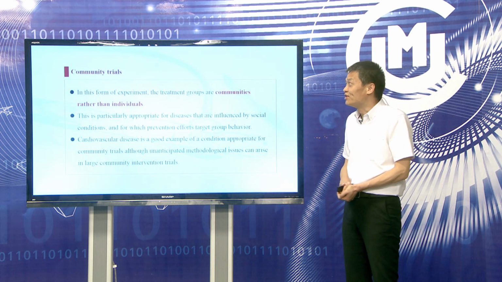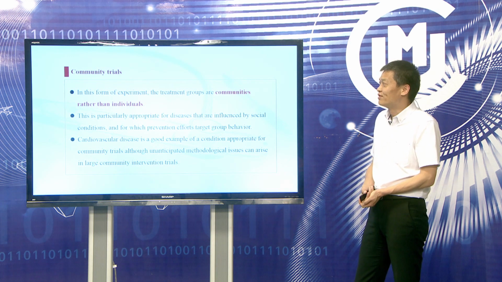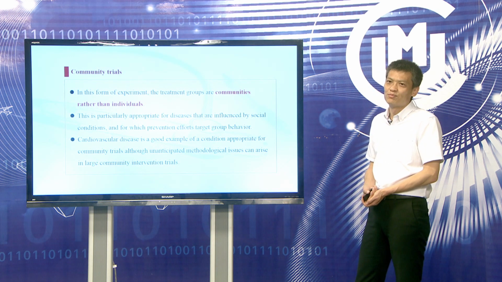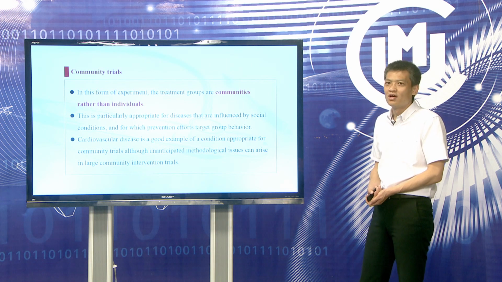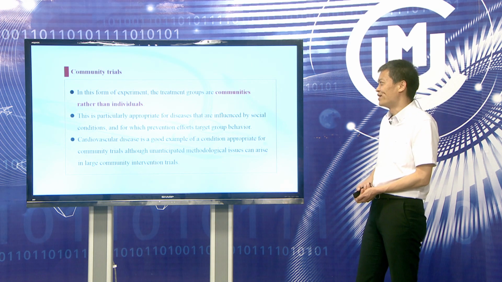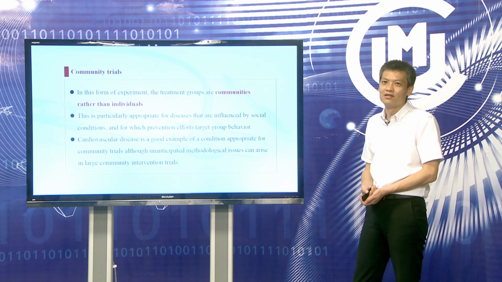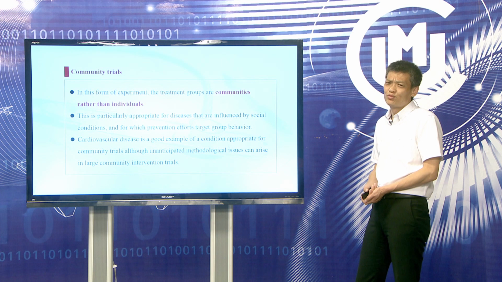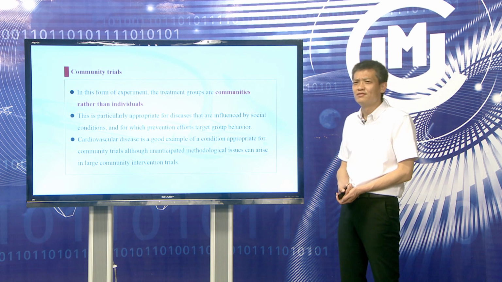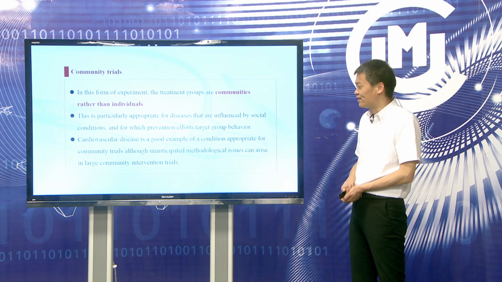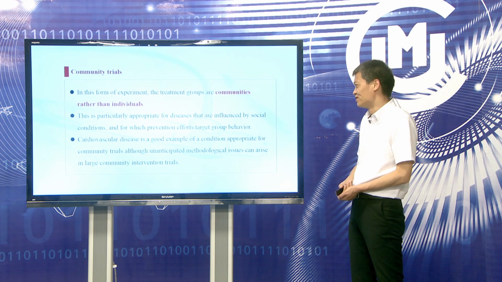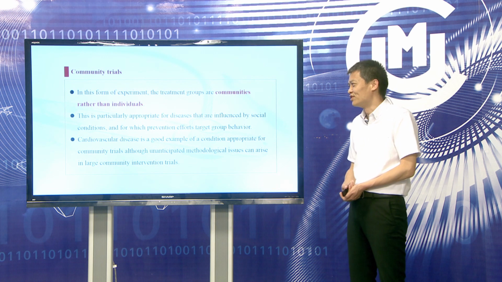And this is the community trial. In this form of experiment, the treatment groups are communities rather than individuals. This is particularly appropriate for diseases that are influenced by social conditions, and for which prevention efforts target group behavior. For example, cardiovascular disease is a good example of a condition appropriate for community trials.